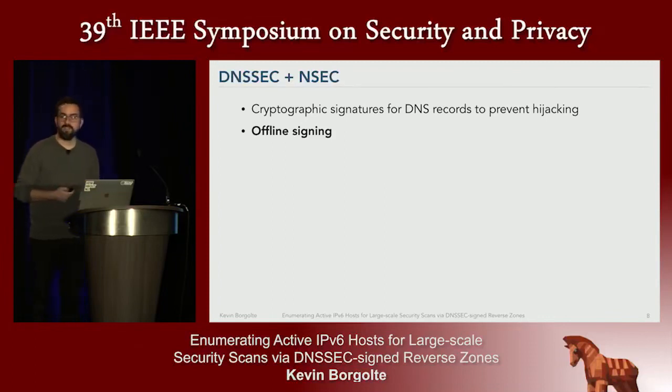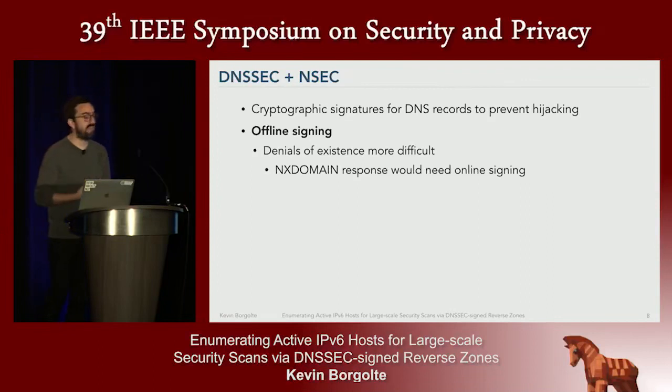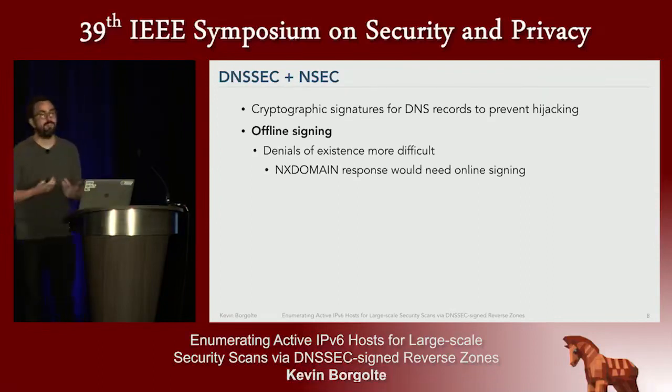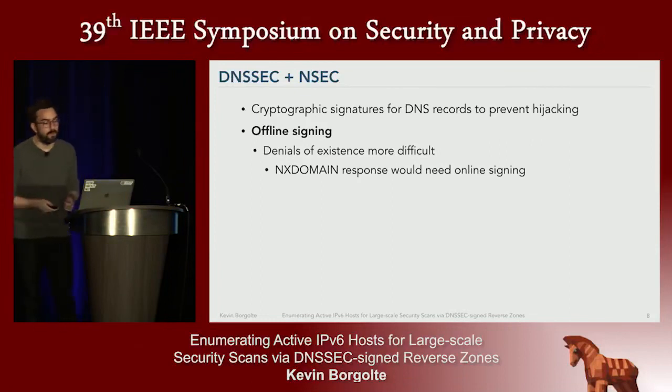But if you use offline signing in the case of DNS, this makes denial of existence of records significantly more difficult. A denial of existence is basically just an NXDOMAIN. If you tried to do an NXDOMAIN with DNSSEC, you suddenly would need online signing because you would need to know what users are actually querying for. And you can't just generate signatures for all of the possible domains that somebody might be querying for.